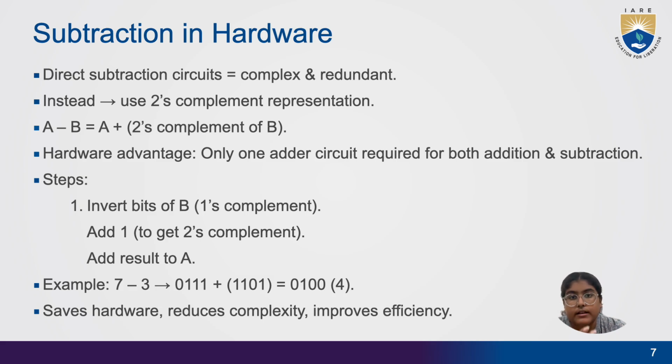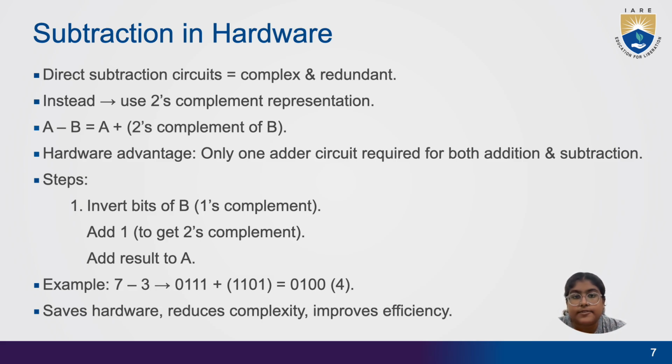Subtraction in hardware. Subtraction could be implemented directly, but that would mean building extra hardware. Instead, computer designers use a clever trick: two's complement representation. Instead of designing a separate subtractor, we use the same adder circuit for subtraction. The idea is simple. To compute A - B, we take the two's complement of B and add it to A. That means invert the bits of B, add 1, then feed it into the adder with A.